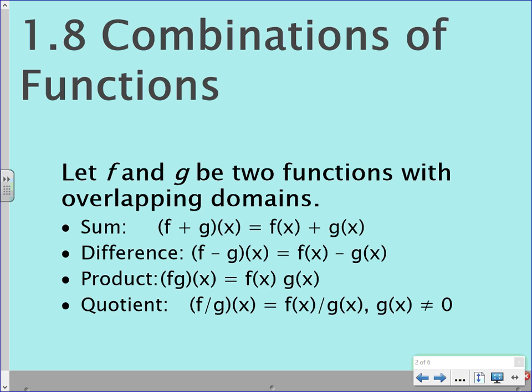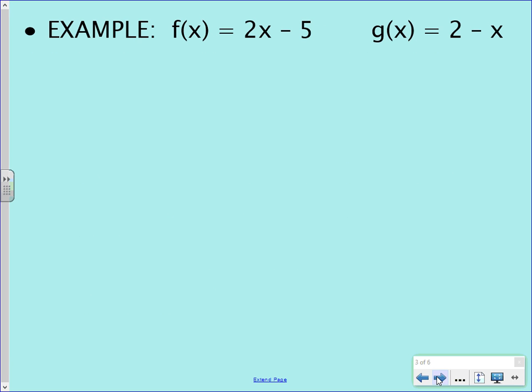So, first thing we're going to look at, an example for each of these. So I'm going to have you write down these 2 functions. Once you get them written down, I would like you to take 60 seconds and discuss with your pod what kind of function f and g are and what the domain of each function is. So write them down and then discuss the type of function and their domain. Ready, set, go.